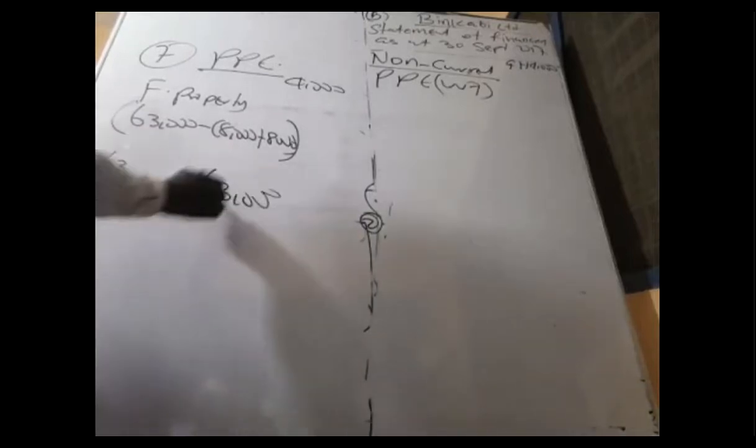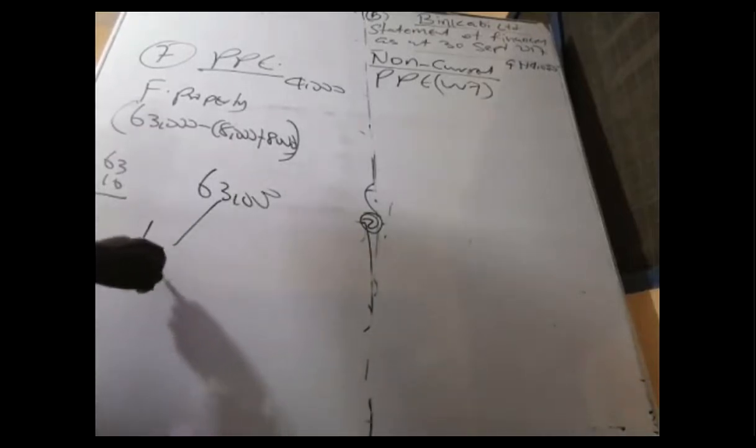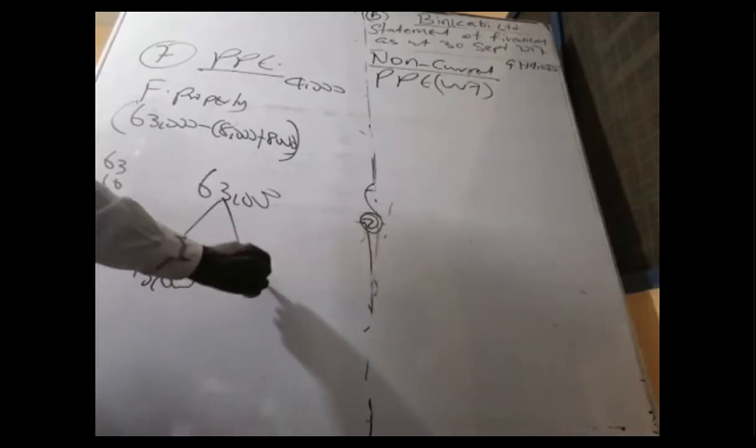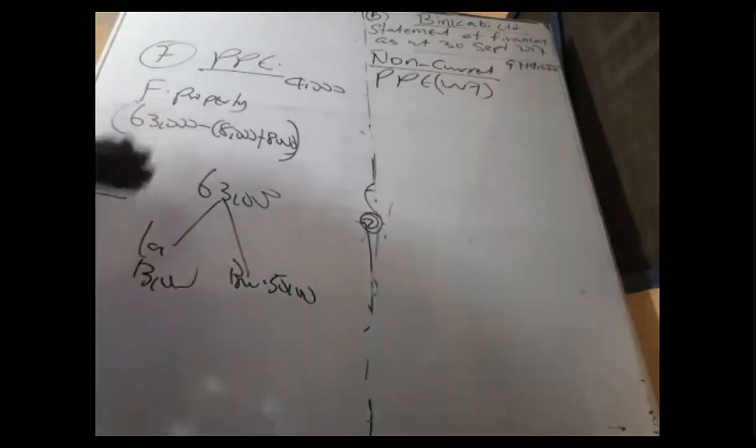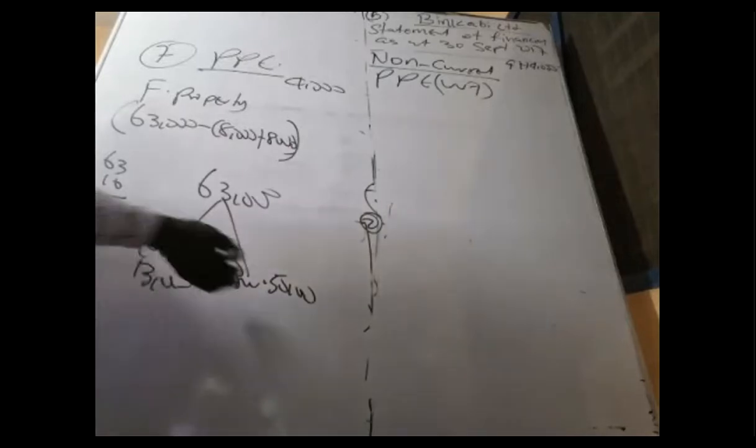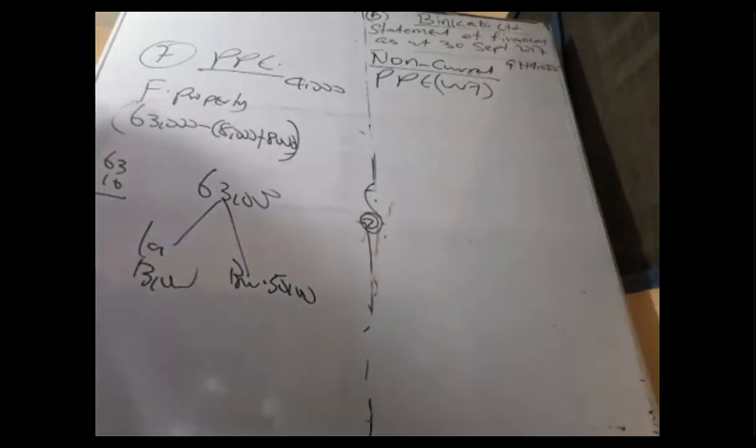What do you get? Okay, 63 minus 13. No, you only... the 63,000, land is for 13,000, building is for what? 50,000. Now, if building is for 50,000, you only need to break them between land and building if you are going to calculate depreciation. After depreciation, that's it, it is one. Land and building, they are one. It is only when I want to calculate for depreciation that you need to separate them. So here, we don't need to separate them.